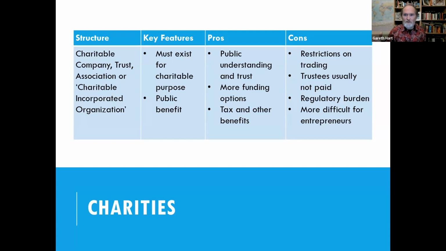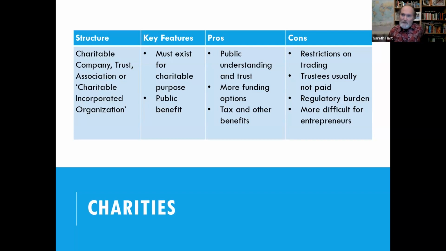Definitely more funding options. There are trusts and foundations, thousands of them, that will only fund charities. And all those tax benefits I mentioned: gift aid on donations, corporation tax, capital gains exemptions, some VAT exemptions. It's brilliant on one level.